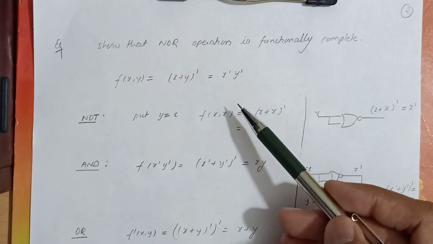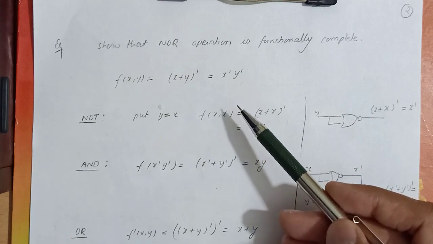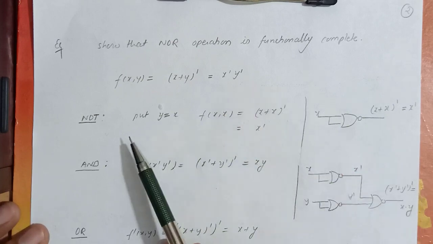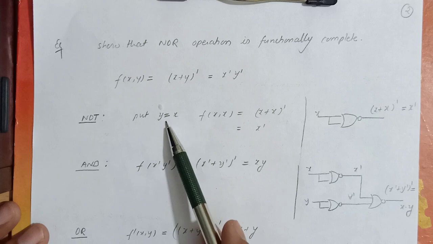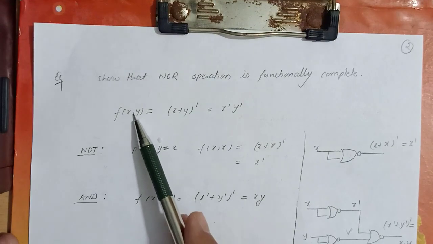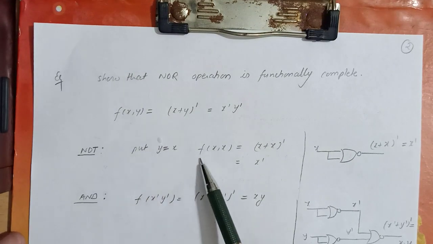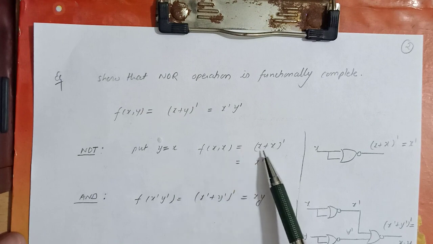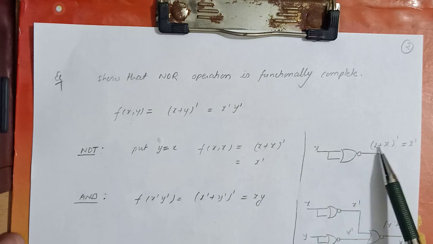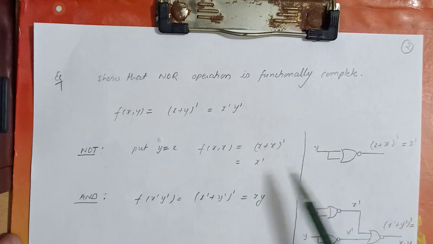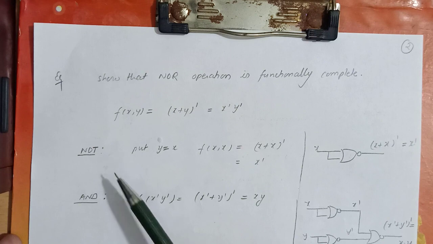Firstly, do remember, we have to realize the NOT operation. So how can we realize the NOT operation? Simply make both the variables the same. So it will give f of x, x equal to x plus x dash whole dash, which is x dash. This is the logic circuit diagram. If we make both inputs the same, that will give the complement. So NOT operation can be easily realized.